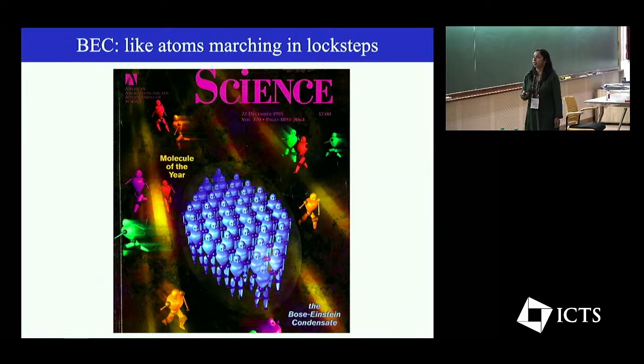So this picture actually shows the phase coherence in Bose-Einstein condensate. It's like all the atoms in the Bose-Einstein condensate are phase coherent. It's like soldiers marching in lockstep. And here you can see that the atoms in the Bose-Einstein condensate are all phase coherent, they're all identical. And the atoms which are not are going out of this BEC, out of the trap.